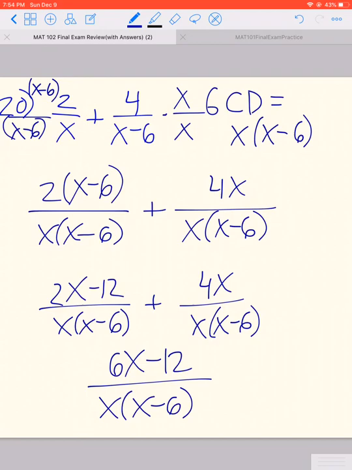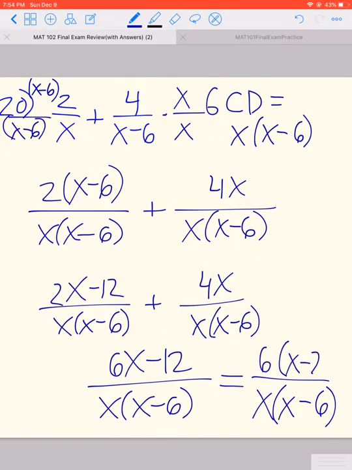We should try to see whether or not this thing will simplify. To do that, you would want to factor the numerator to see if there's any common factors it shares with the denominator. We could pull out a GCF of 6. That would leave us with an x minus 2. But unfortunately, there's no common factors here, so we can't break it down any more than what it is. That is our final answer. You could leave it like this, or it would even be okay to leave it as the 6x minus 12 divided by x times x minus 6, since there is no reducing.